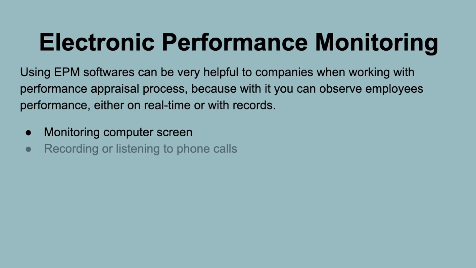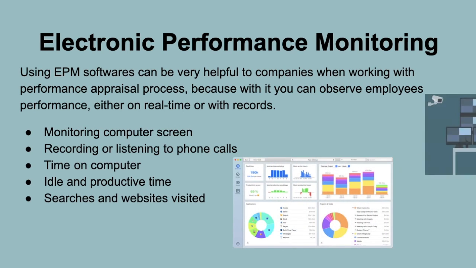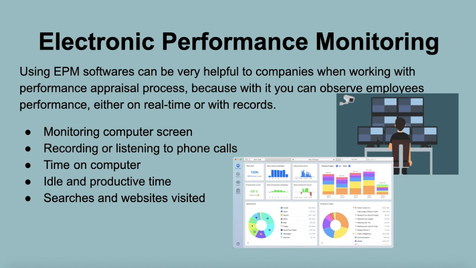If you're working with a performance appraisal process, you can use electronic performance monitoring software, because with it you can observe your employees and analyze their performance, either in real time or with records. By using this kind of software, you can also monitor the computer screen of your employee, as well as listen or record phone calls. You can also see the time on the computer and the idle and productive time, as well as the searches and websites visited by them.